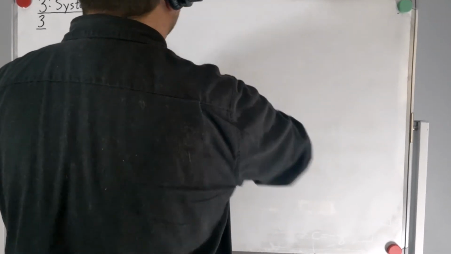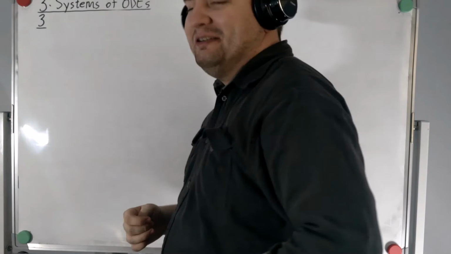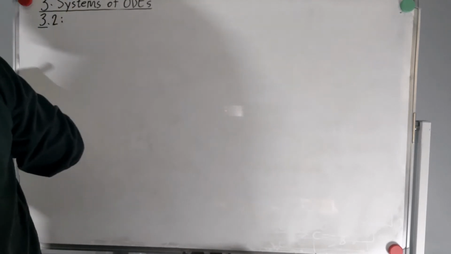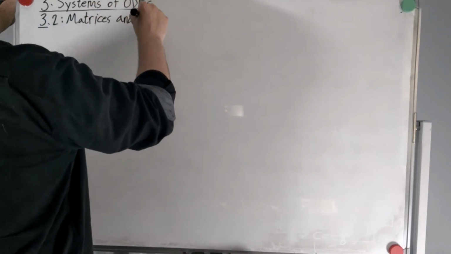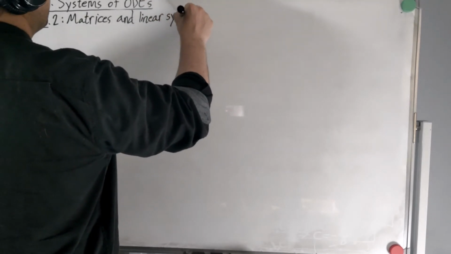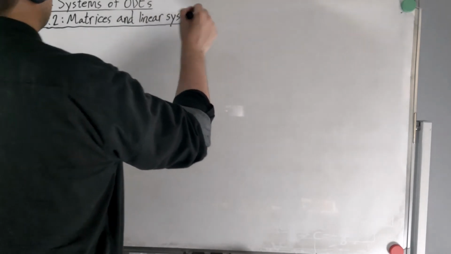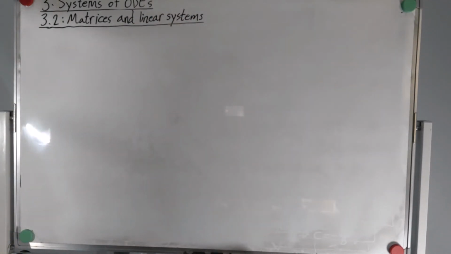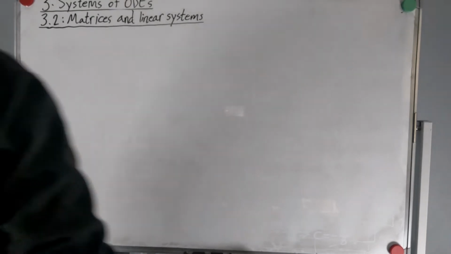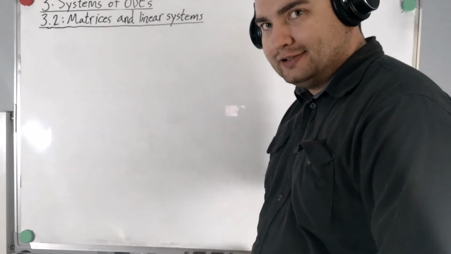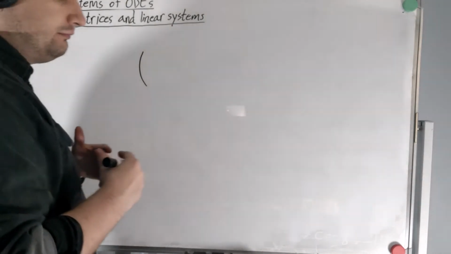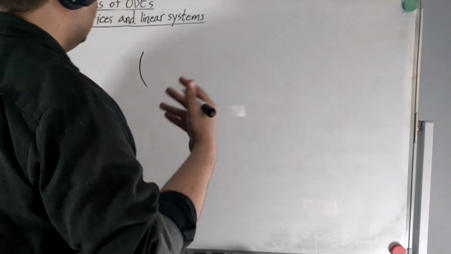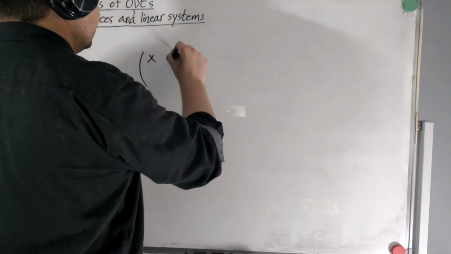Inevitably, when you talk about systems in math, at least after high school, you're going to have to talk about matrices. So 3.2 is about matrices and linear systems. Okay, so first of all, what is a matrix? Well, hopefully you've experienced these things at some point in your life. A matrix is a rectangular array of mathematical objects.